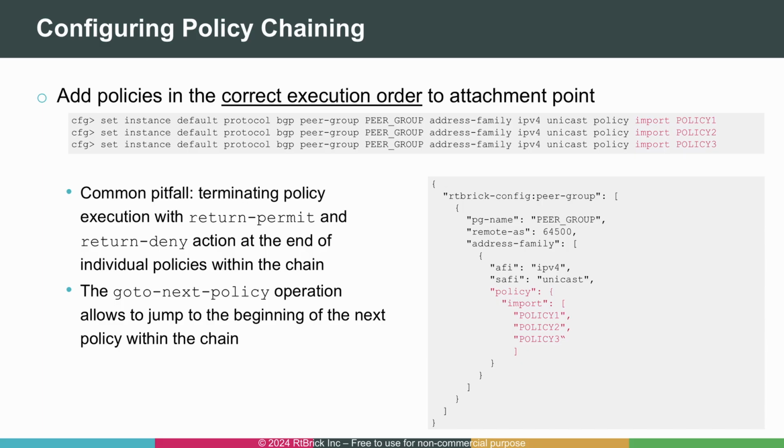As shown in the previous slide, a policy chain is executed as though all the policies within the chain are a single, large policy. Therefore, it's important to avoid using return permit or return deny for unmatched objects at the end of any individual policy, as doing so would prevent the execution from continuing to the next policy in the chain.